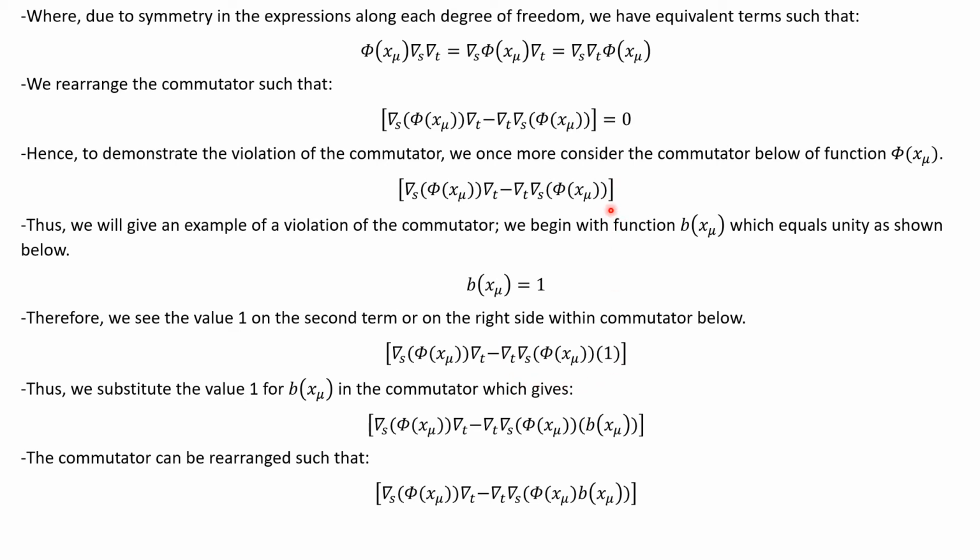And here, if you see nothing, that implies that the value of this coefficient is 1. So we see 1 here. Thus, we substitute the value 1 for b of x, the function b of x that we saw here, into the commutator, which gives us this expression. So we see on the right side b of x. The commutator can be rearranged, so we just rearrange it, giving this expression.